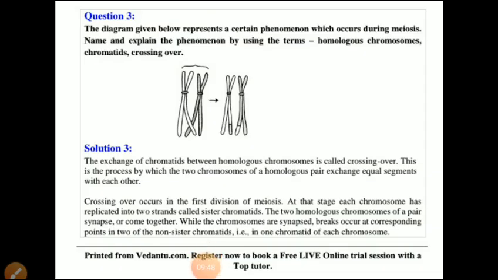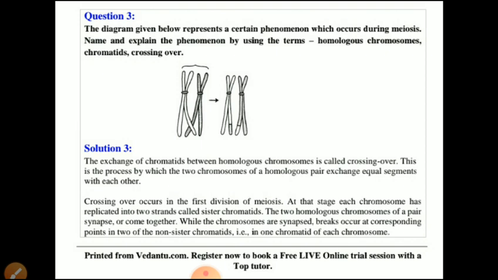Question number 5 from your textbook. The question is, the diagram given below represents a certain phenomenon which occurs during meiosis. Name and explain the phenomenon by using the terms homologous chromosomes, chromatids, crossing over.